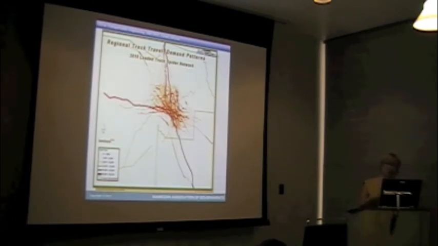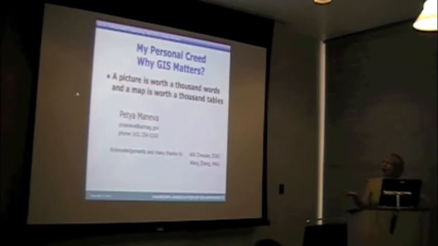The same information would be a bunch of tables, where you tell people, okay, in this zip code we have so many trucks, in that zip code, and it still conveys information, but with the map, people, especially non-professionals, understand much quicker what you're trying to convey than if you use tables. And so I'm going to end with my personal creed. I think that if a picture is worth 1,000 words, a map is worth 1,000 tables.